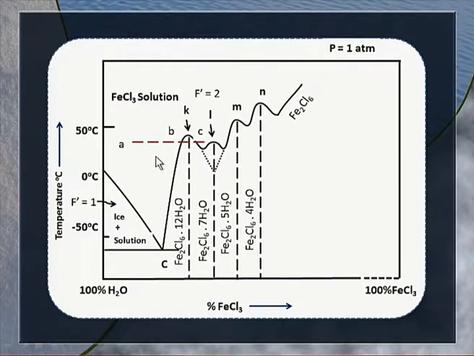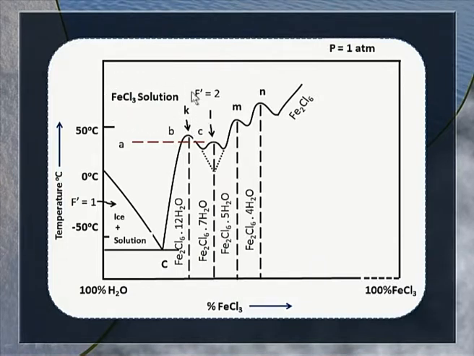This adds to complexity for the interpretation. Some unusual observations have been made in this ferric chloride-water system. If you start with point A here, this is the region in which ferric chloride is dissolved.